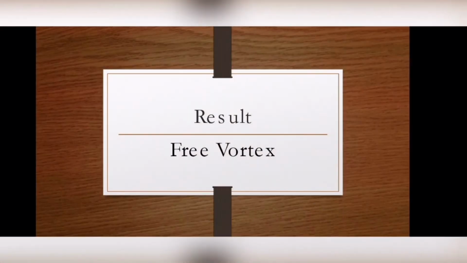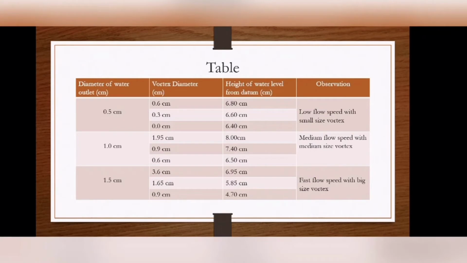Next is the results and data. These are the data for our free vortex experiment. As you can see, we repeated the experiment 3 times with different diameter of water outlet: 0.5 centimeters, 1 centimeters, and 1.5 centimeters. The vortex diameter and the height of water level from datum are as shown from the table.